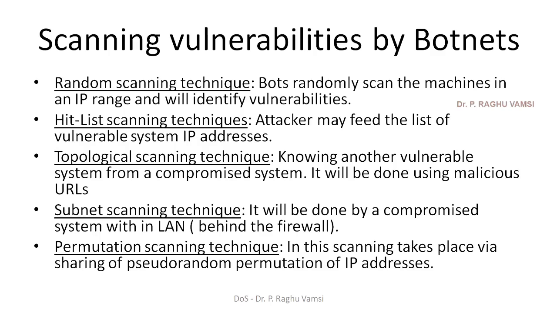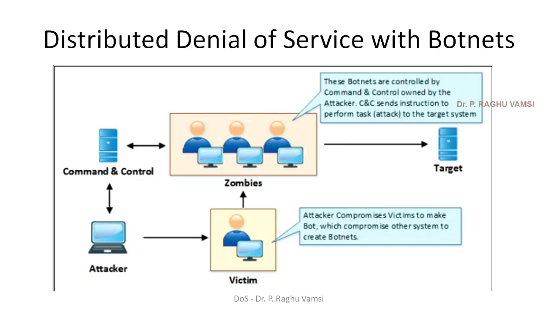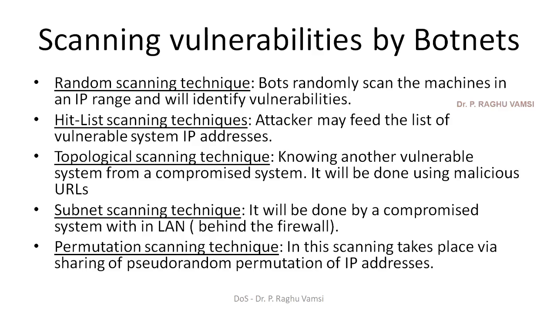Permutation scanning technique: this scanning takes place via sharing a pseudo-random permutation of IP addresses. So a pseudo-random number will be generated, and based upon the generated pseudo-random number, an IP address will be chosen. Based upon this IP address, the permutation scanning technique will be performed. These are the ways in which the scanning of vulnerabilities by the botnet will be performed in order to launch the distributed denial of service attack.